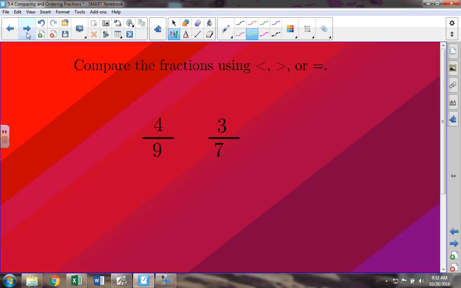What numbers do we get here? When we multiply the main diagonal, 4 times 7 gives us 28. 9 times 3 equals 27. And because 28 is greater than 27, 4/9 is greater than 3/7.